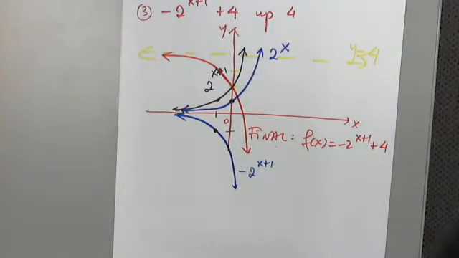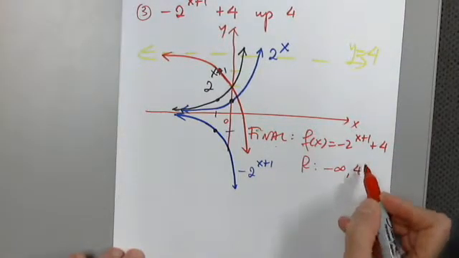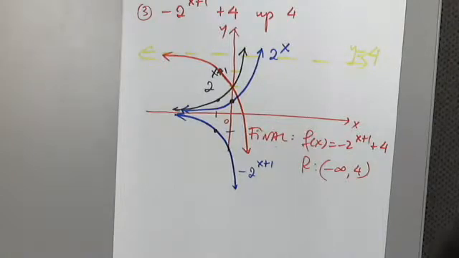Now, can anyone give us the range of the final graph? It's no longer 0 to infinity, because this is not a pure exponential function. It has 3 transformations in it. -infinity to 4. Very good. That's the range of this function, -infinity to 4. Now any questions?